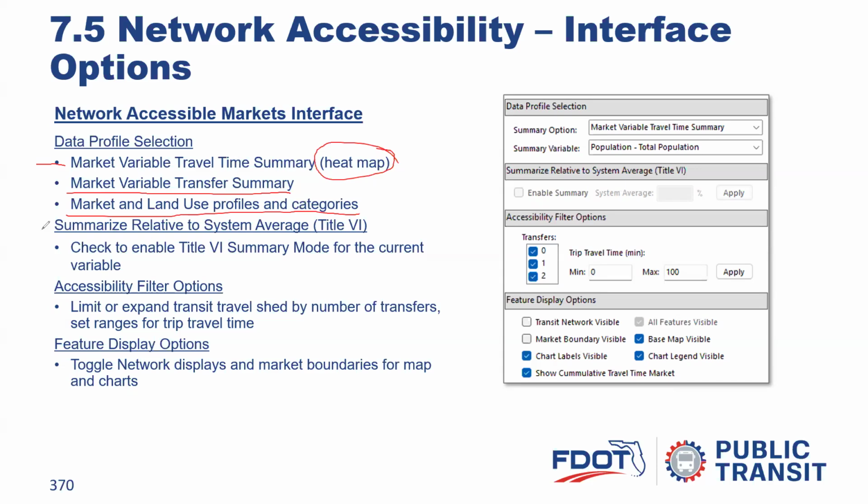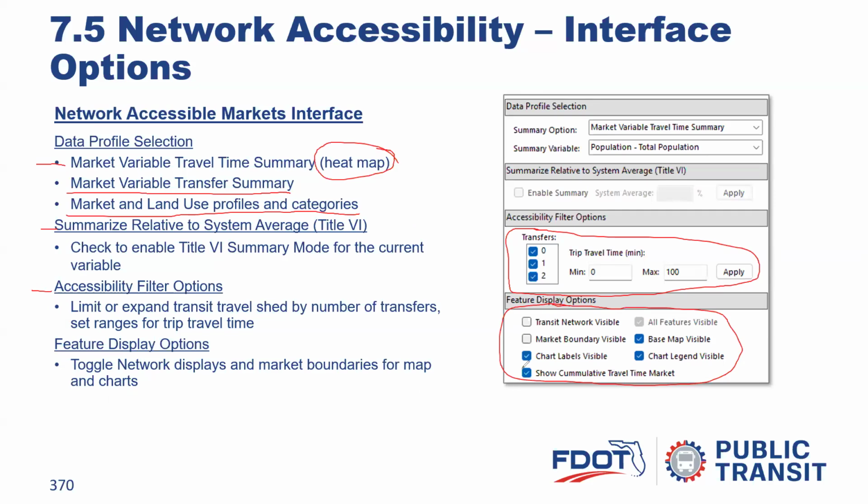You can also use the summarize relative to the system average or Title VI. You have accessibility filters. So that's what this is, where if you wanted to limit after you've already created your heat map, you can say, well, I only want to see the market for one transfer, and limit it to 45 minutes of travel time. So you could apply that and it would filter out the map. And of course, we have our feature toggle displays, the same as our regular market analysis tools.